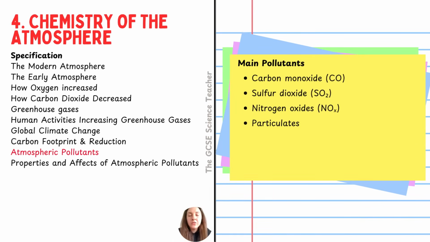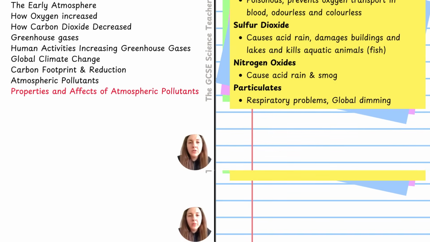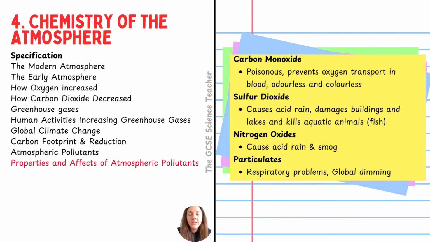So the main pollutants you need to know about include carbon monoxide, CO, sulfur dioxide, SO2, nitrogen oxides, NOx, which can be nitrogen dioxide, NO2, or nitrogen oxide, NO, and also particulates. Carbon monoxide is a poisonous, odorless, and colorless gas. And it actually prevents oxygen being transported around in the red blood cells.